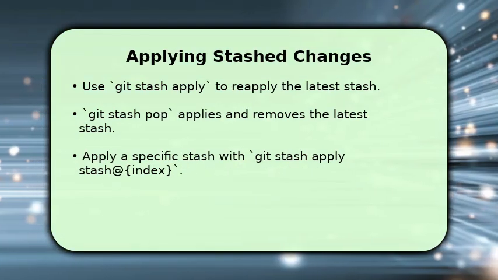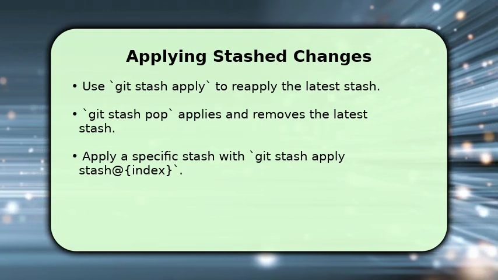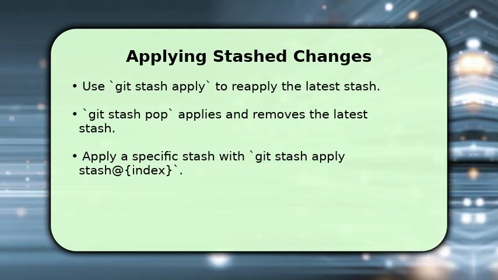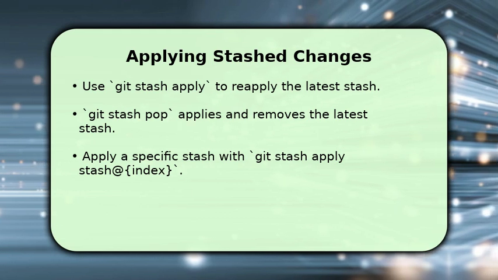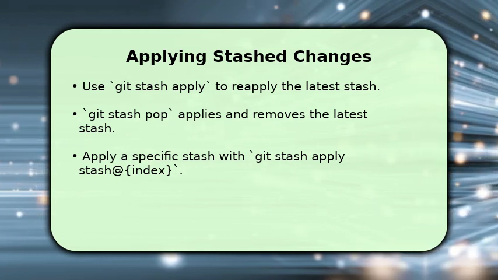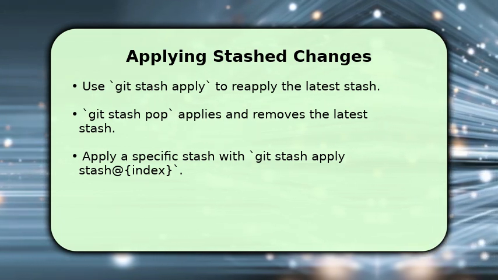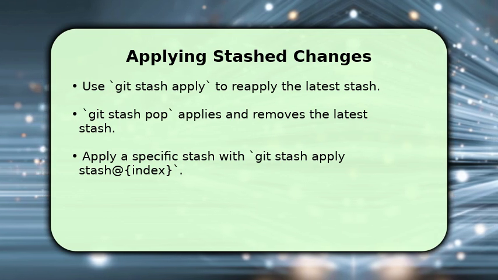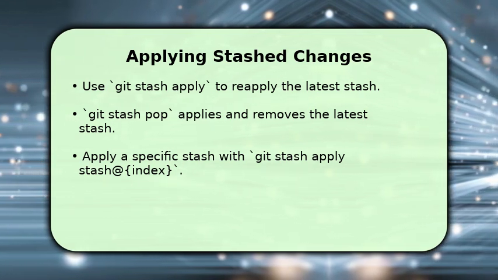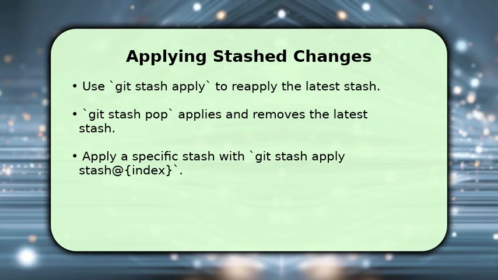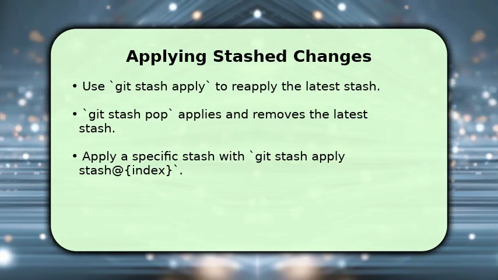Once you're ready to bring your stash changes back, you have a couple of options. git stash apply will reapply the most recent stash to your working directory, leaving the stash entry intact. If you want to apply the changes and simultaneously remove the stash from your list, use git stash pop. To apply an older stash, specify its index, like git stash apply stash@{1}.